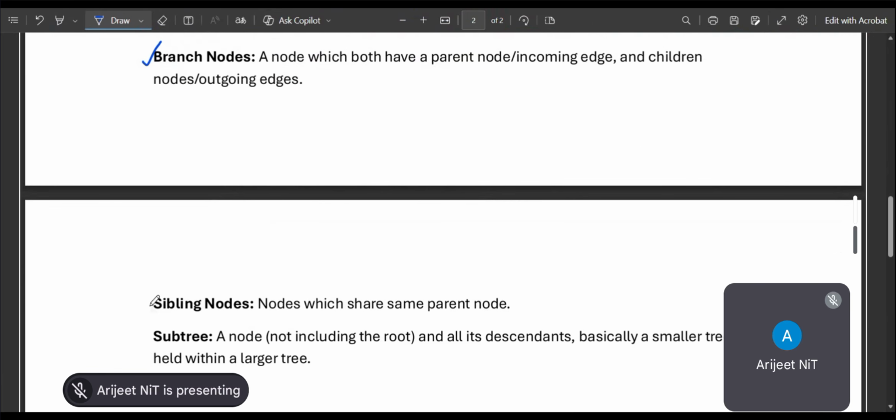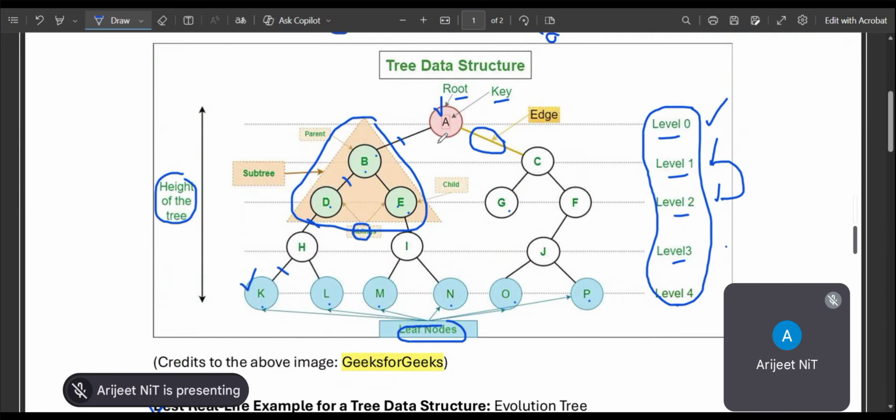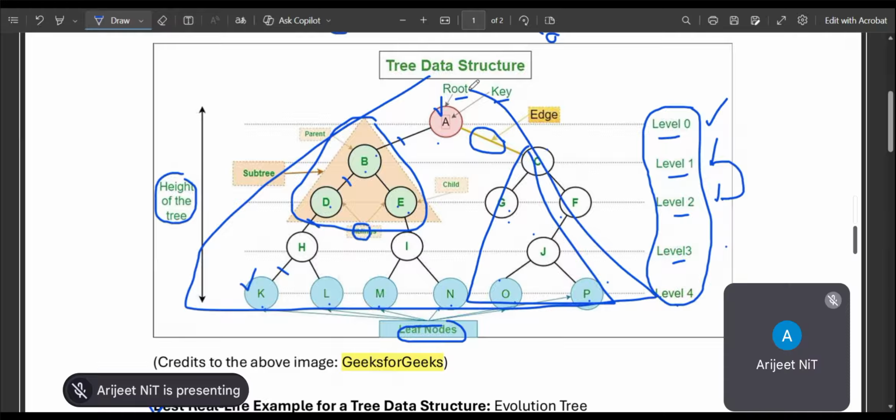Then there are sibling nodes. As we covered, nodes which share the same parent node are sibling nodes. And finally, there is the subtree. A subtree is a node, not including the root, and all its descendants. Basically, a smaller tree held within a larger tree. Excluding the root node, we will consider another node, suppose C. So C and all its descendants, that are G, F, J, O and P, constitute a subtree within a greater tree. Okay. Now let's clean up this diagram. It has become a mess.